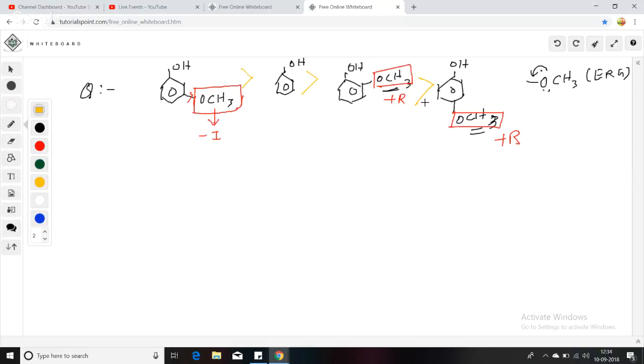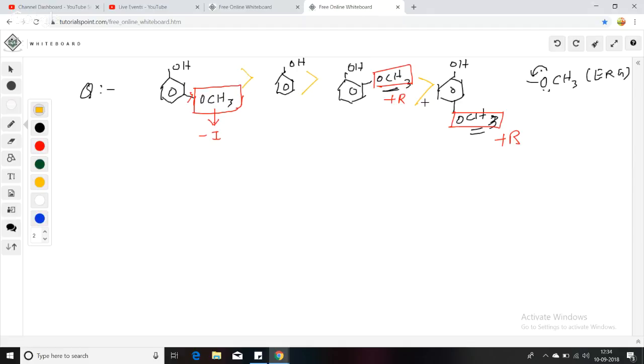So there are some questions of this kind where you have to think about plus I or minus I, plus R, minus R. All these things you have to understand and keep in mind.